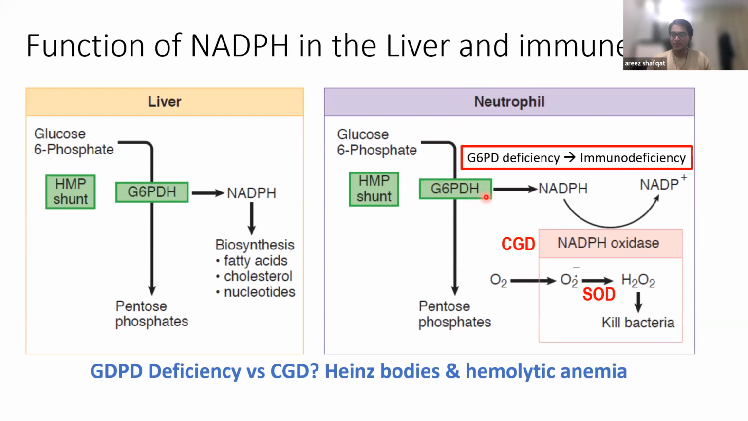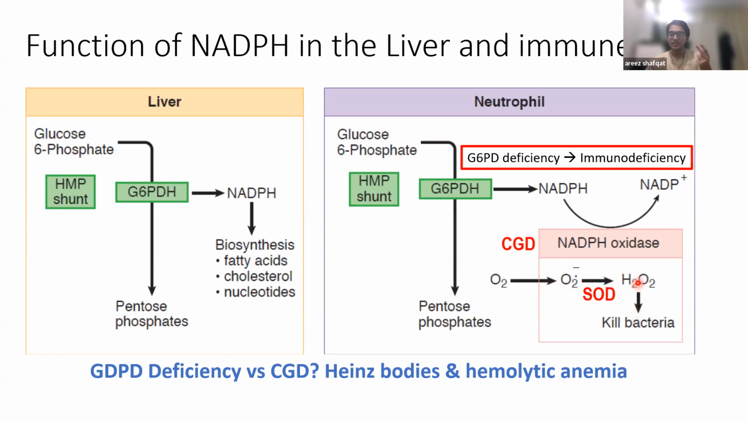G6PD, the enzyme we discussed, generates NADPH. It has a hydrogen here. NADPH runs into an enzyme called NADPH oxidase. This oxidase enzyme takes this hydrogen, there's this electron, and puts it onto oxygen. This produces a molecule called superoxide, which is highly, highly reactive. Superoxide runs into an enzyme called superoxide dismutase, which converts superoxide to hydrogen peroxide, or bleach, and bleach kills bacteria.